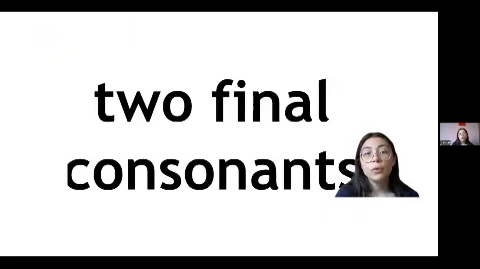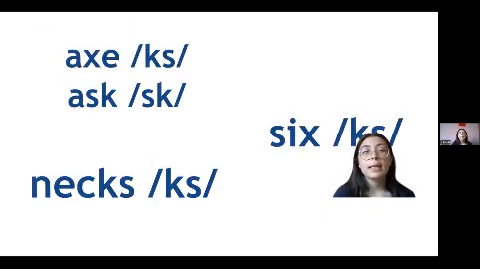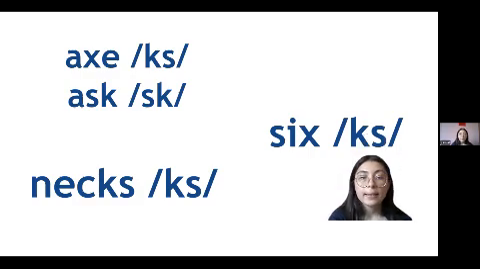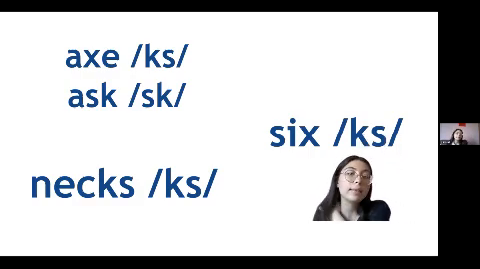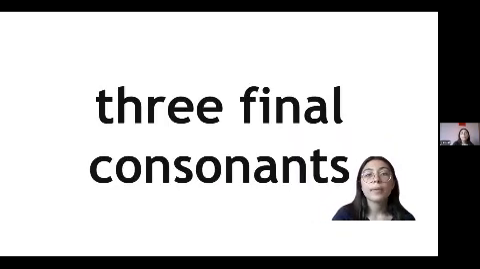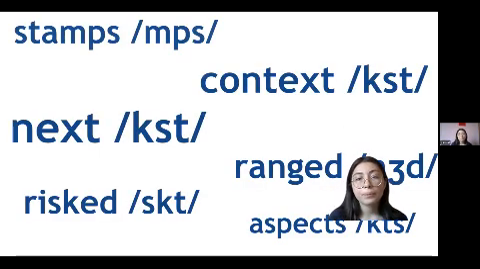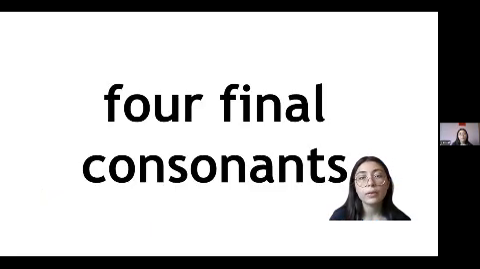But when we look at two final consonants, we're saying X, ask, like and k, ask, six, and s. And next, like you can hear it, next, and s. And three final consonants are like stamps, context, next, wrenched, risked, aspects. You can see it, you can hear it.